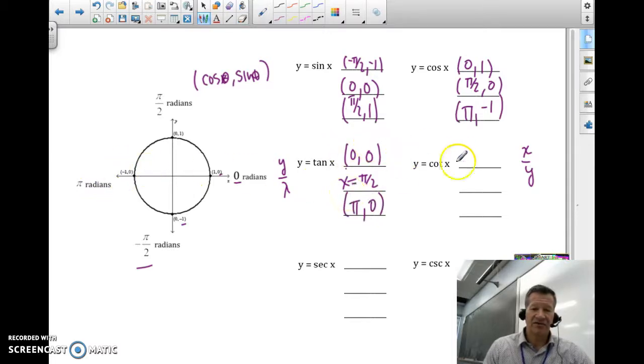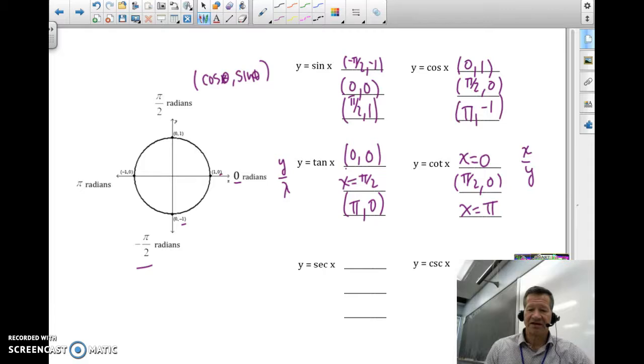So tangent and cotangent are actually easy. They just oscillate between zeros and asymptote. 0, asymptote, 0, asymptote. And cotangent is just flipped around. If tangent has a 0 here, then cotangent will have an asymptote. Tangent has an asymptote, cotangent will have a 0, and so on.